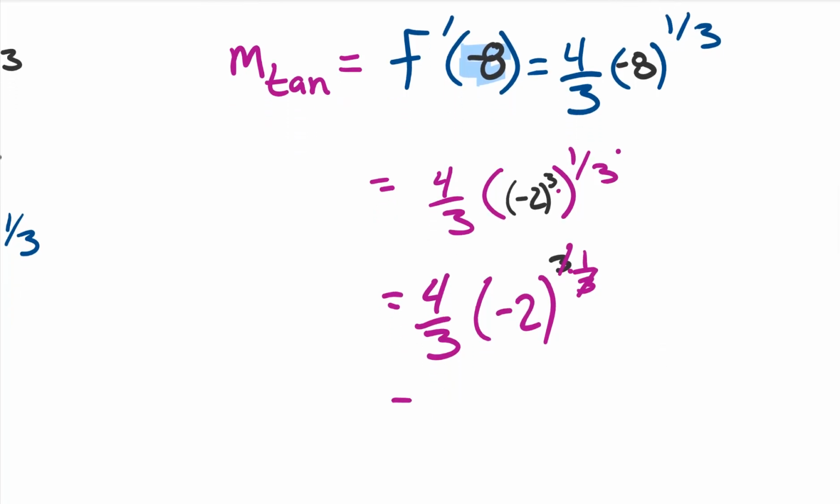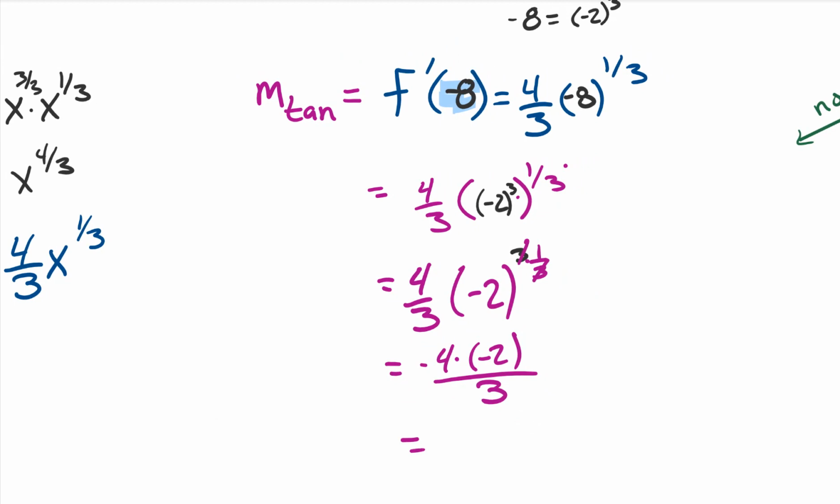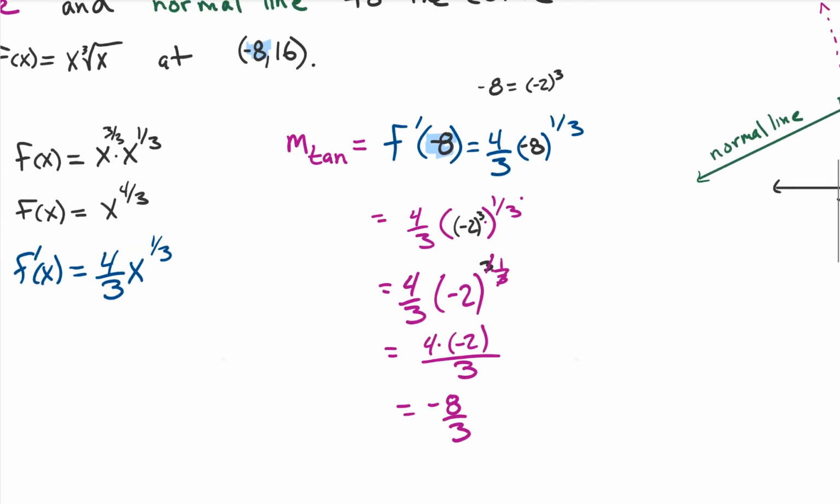So what do we have here? We've got 4 times -2 all over 3. Why did I write -4? It's not negative, is it? It's positive. So it's -8 over 3, and that is going to be the slope of our tangent line.